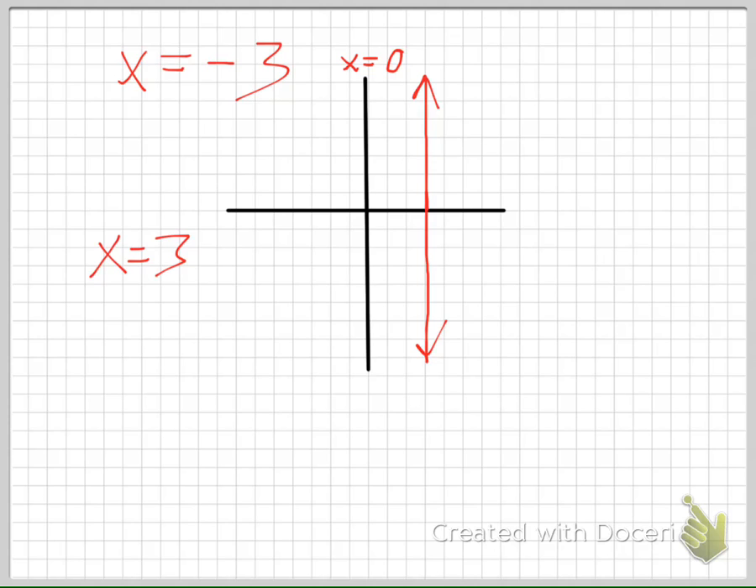So you don't even have to make a t-table. You should basically just have memorized that y equals something is a horizontal line that is parallel to the x-axis, and x equals something is parallel to the y-axis. So, all right, any other questions? Number 4, the one on the computer. Okay, number 4 from the computer.